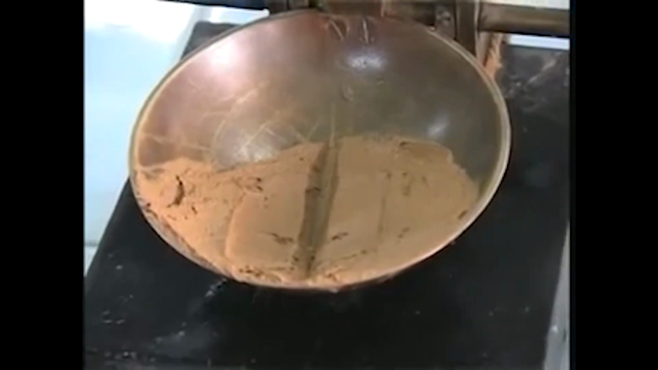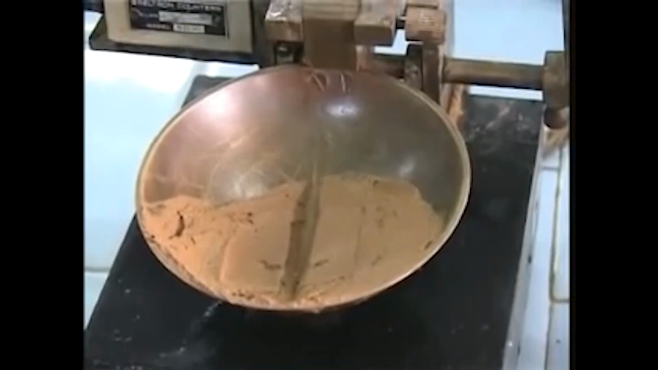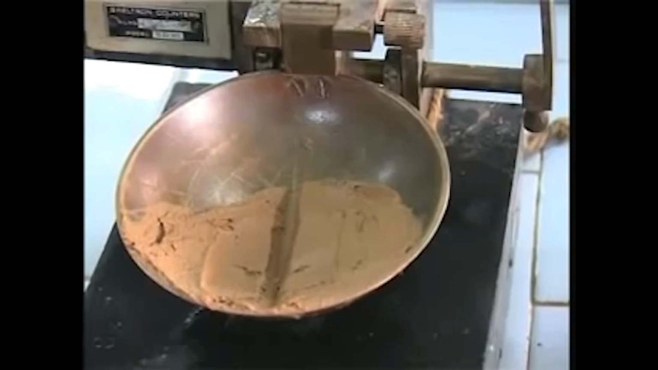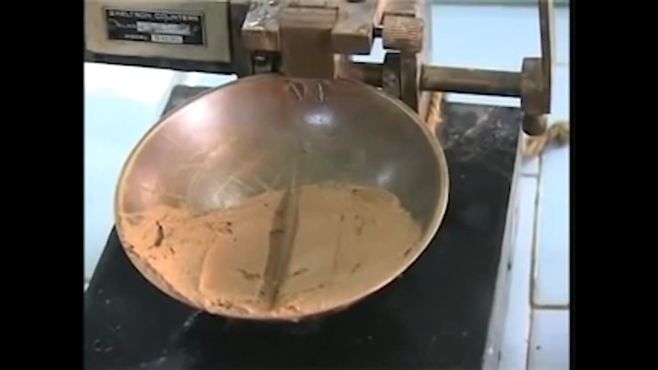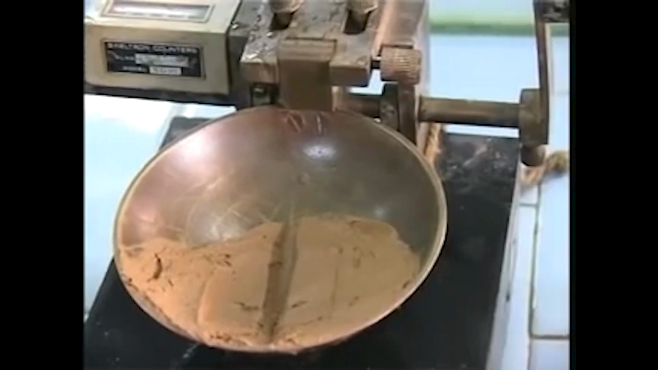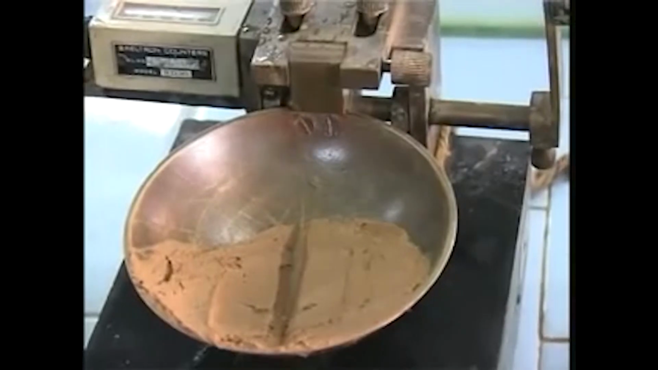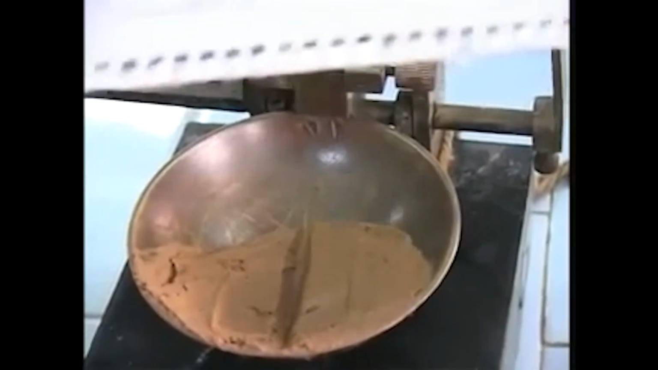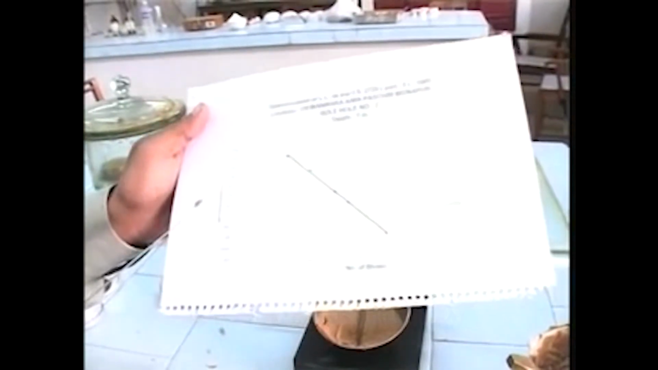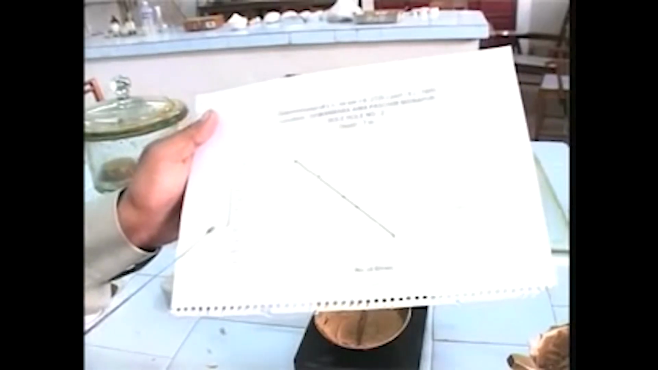and what we are going to do, we have to keep on adding a little bit of water to the sample until we get the groove to close by 12.5 millimeter exactly on the 25th blow. And for doing that, we are going to go on adding water, and we are going to plot the number of blows required for the closure of 12.5 millimeter in this type of plot.